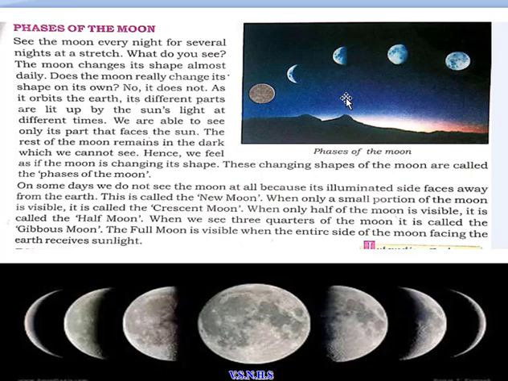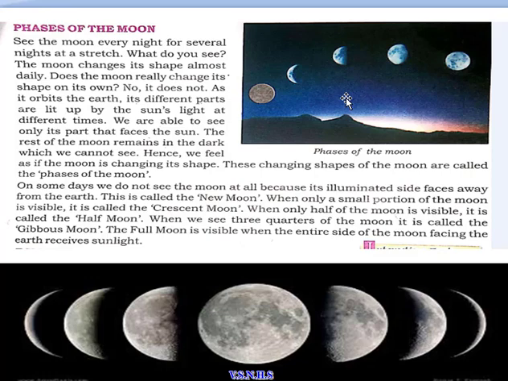As it orbits the earth, its different parts are lit up by the sun's light at different times. We are able to see only the part that faces the sun, that is, the part on which the sunlight falls. The rest of the moon remains in the dark. Obviously, we are only able to see the moon due to the reflection of the sun's light. So if the light fails to fall on the moon, no light will be reflected back to us, so we can't see that portion of the moon. Hence we feel as if the moon is changing its shape. These changing shapes of the moon are called the phases of the moon.